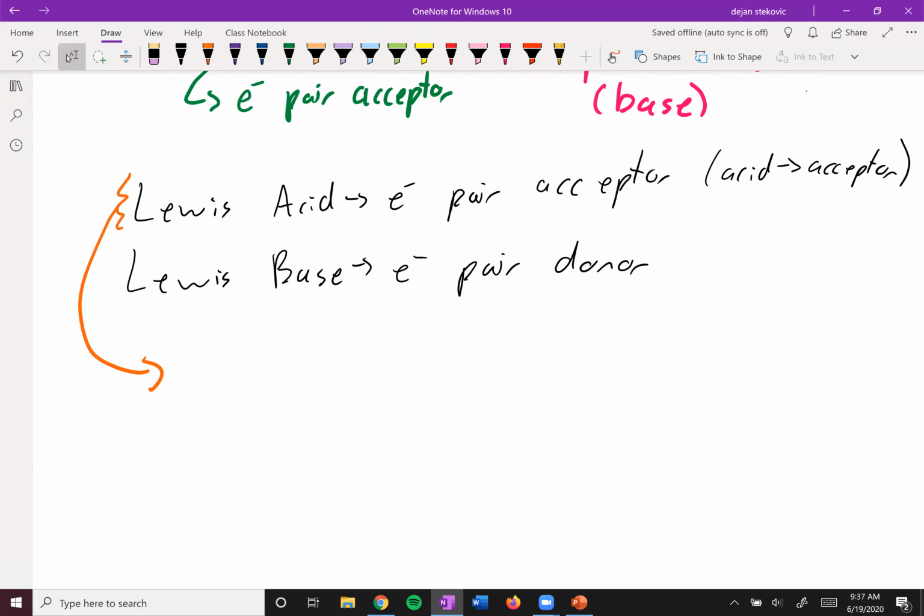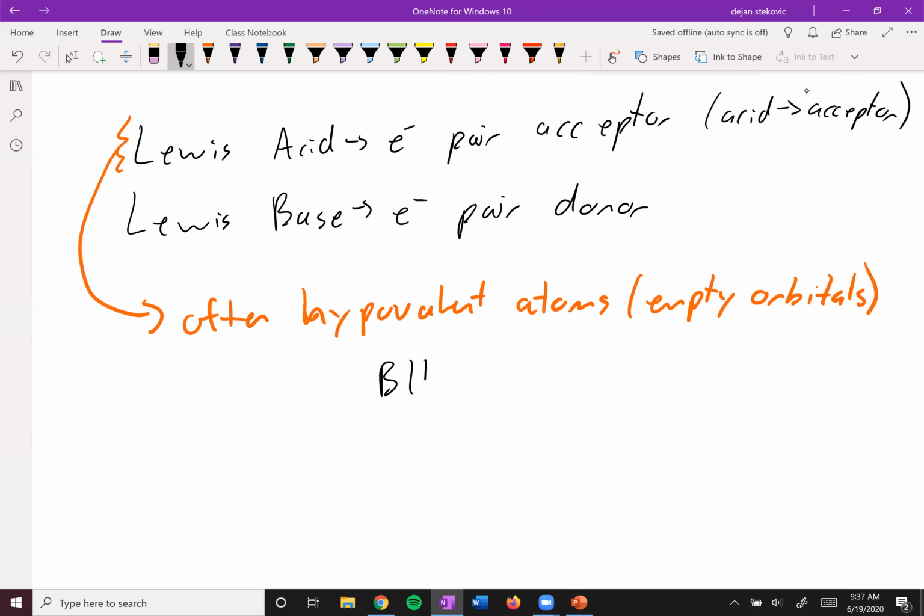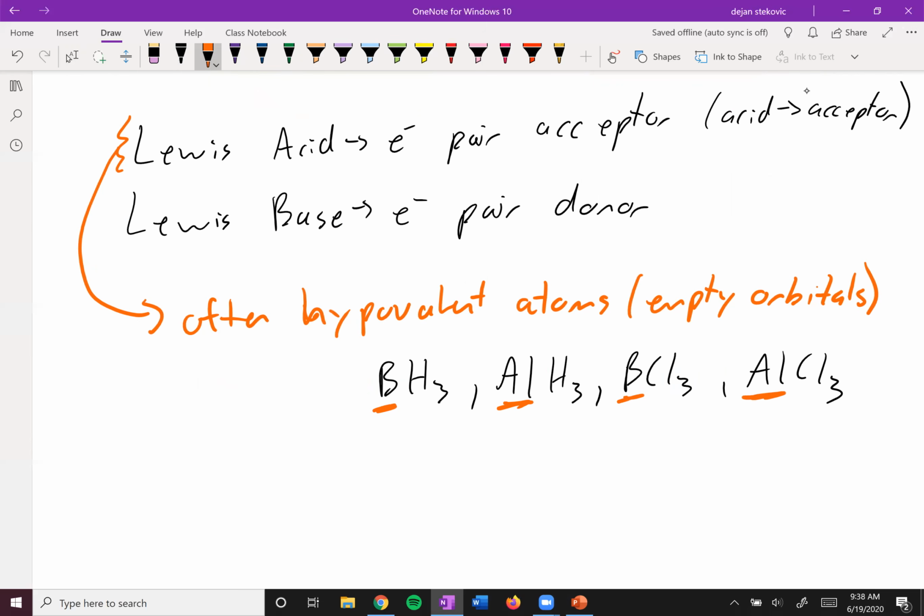So Lewis acids have to accept an electron pair, and so they're often hypovalent atoms, because these hypovalent atoms have empty orbitals, right? These orbitals aren't filled, and so they could accept electrons into these orbitals. So for examples, BH3, aluminum H3, BCl3, and then aluminum chloride are probably your most common examples of Lewis acids, right? And these are all hypovalent. They only form 6 valence electrons as opposed to the normal 8.